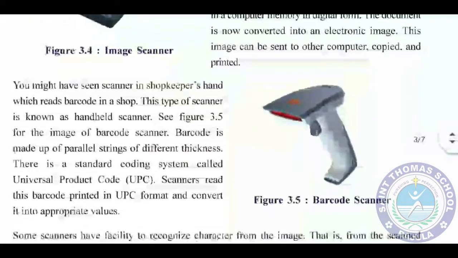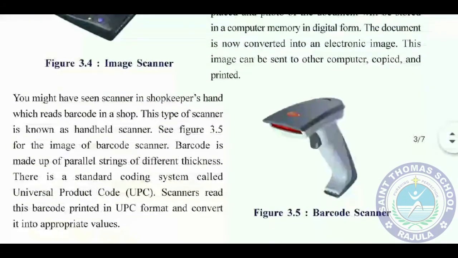First, just see the image. This Figure 3.5 shows a very small scanner. The name of this scanner is the barcode scanner, and another name for it is the handheld scanner, meaning we can hold this scanner in our hand. Try to remember where you have seen this type of scanner. Yes, we have seen it in shopping malls and shops. This barcode scanner is used to read the barcode.